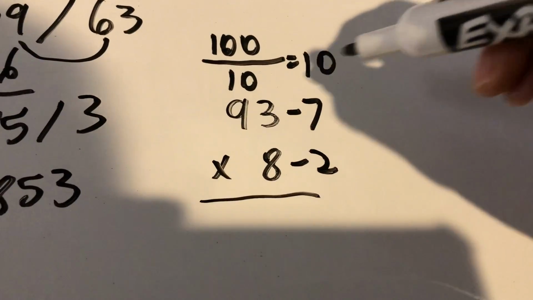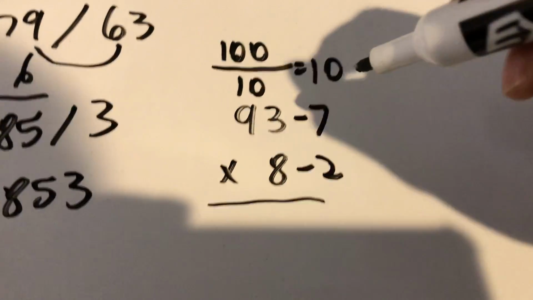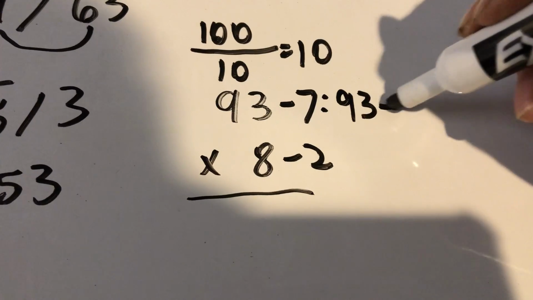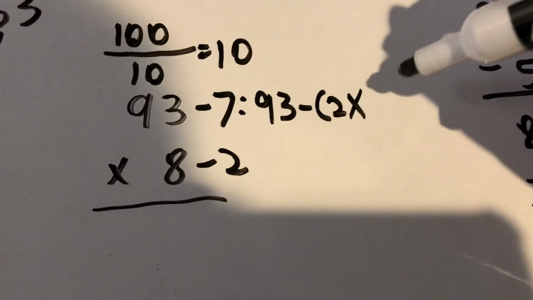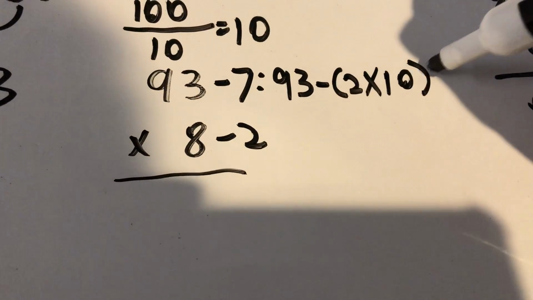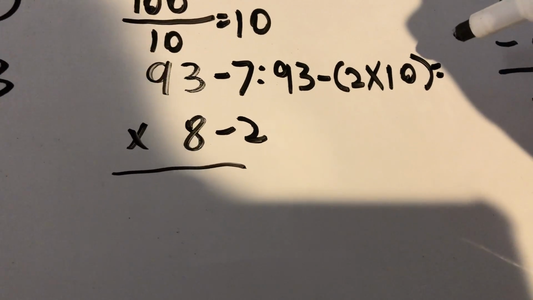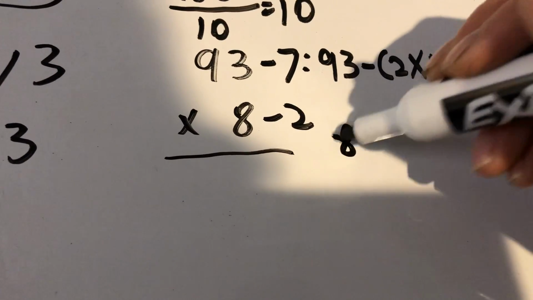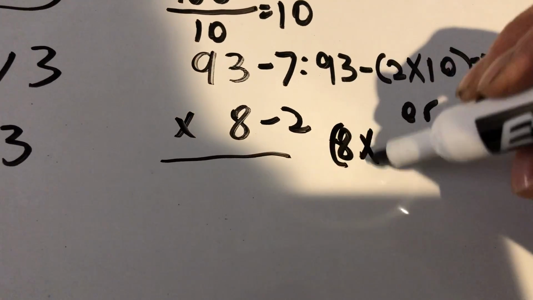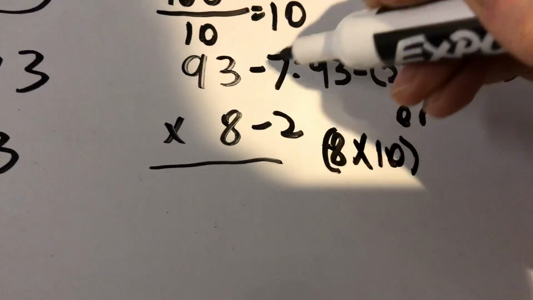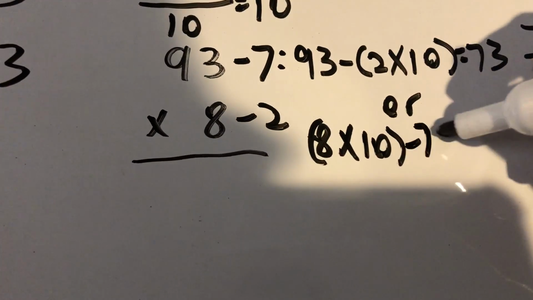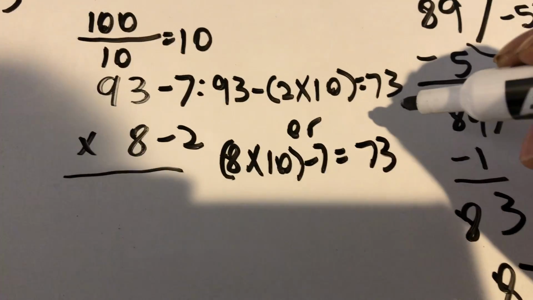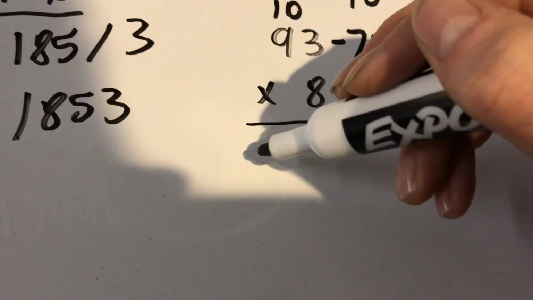So there's two ways we can do it. We can either subtract and multiply, or multiply and subtract. So we can do it this way. 93 minus 2 times the aspect ratio of 10 equals, let's see here, 73. Or 8 times the aspect ratio of 10 minus 7 equals 73. So either way, it's going to be 73 on the left side. So we write 73 here.